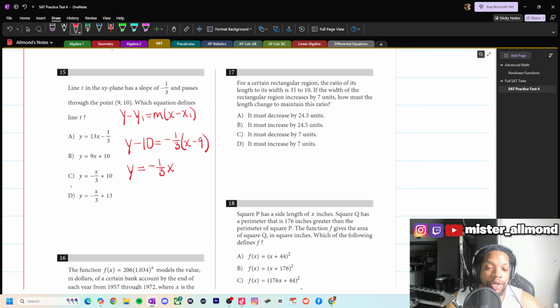So already I know it's probably going to be between C and D. But then if I distribute again, I get a plus 9/3, which is 3. And then I'm adding 10 to both sides. So negative 1/3 x plus 13 is what I'm getting.